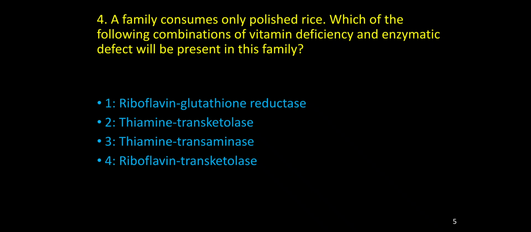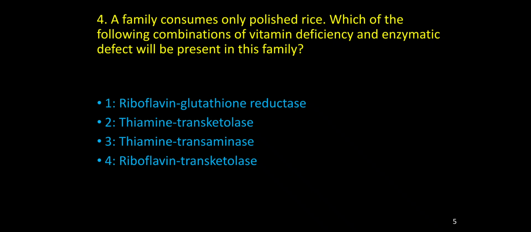From the polished rice we have concluded that it is related with vitamin B1, that is thiamine. So the right option will be thiamine, that is option 2 or 3. Now again, with vitamin B1 you have to remember transaminase, that is related with vitamin B6, pyridoxal phosphate, which is helping for the transamination reaction.